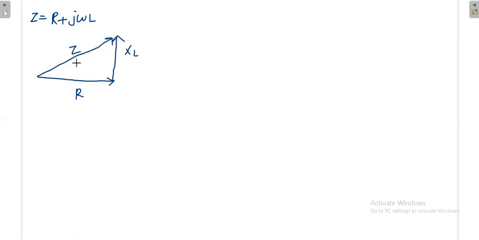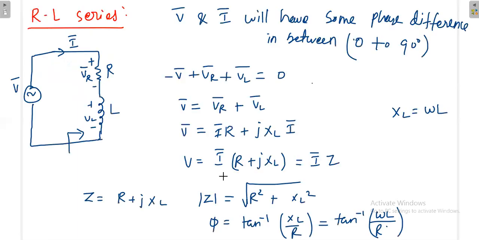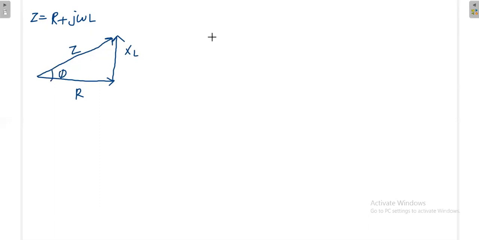So from the triangle, this is phi. I already wrote phi as the phase difference. So you can calculate phi in different manners here. If you see here, tan phi is equal to XL divided by R, and from this you can write phi is equal to tan inverse of XL divided by R. You can write XL itself or omega L, no problem, both are the same.